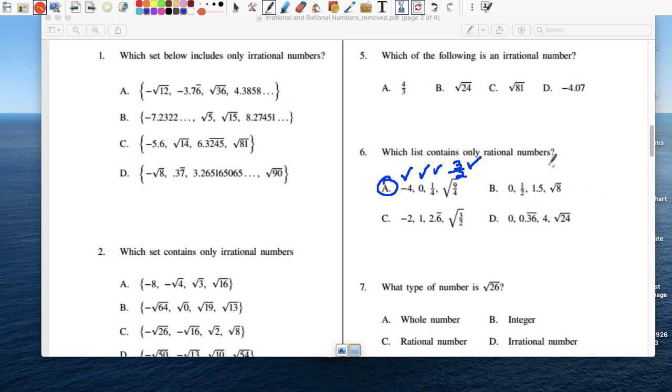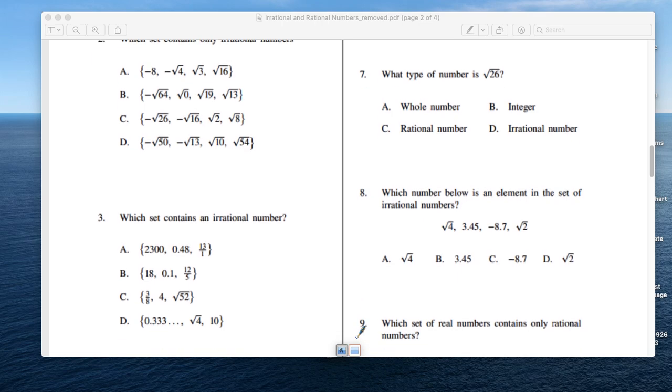Let me just do B. 0 is rational, half is rational, 1.5 is rational, but square root of 8 is not a perfect square, so you're not going to get a whole number or an integer. So therefore, this is irrational, but we want everything to be rational, so that wouldn't work. So the only one that works is A.